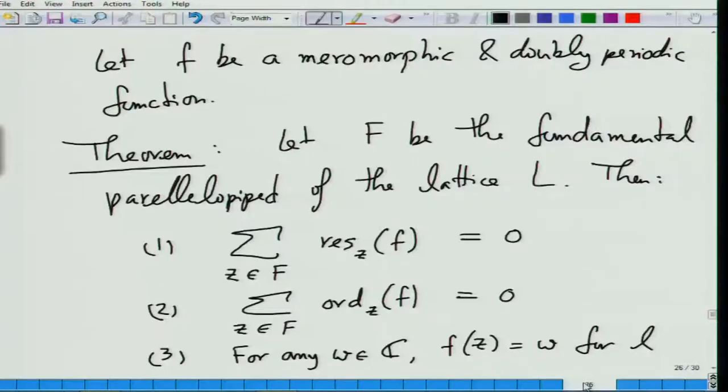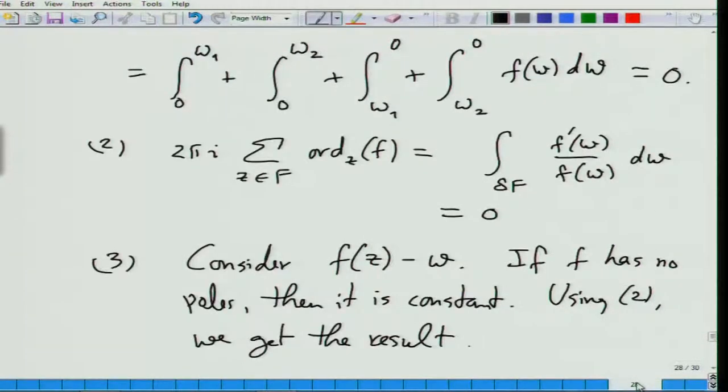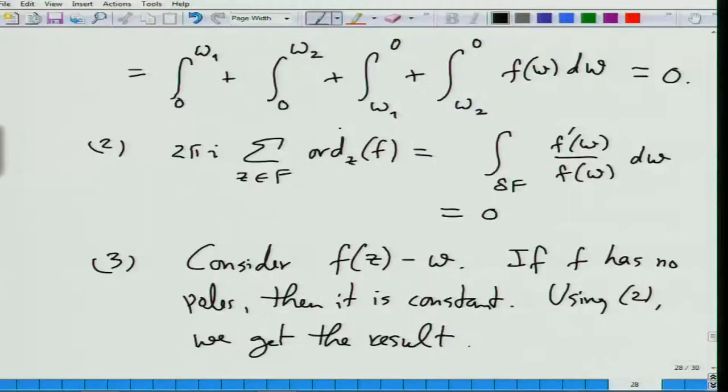Now f is of course meromorphic. So this is again an old theorem we proved, that a meromorphic function whose value is bounded over the entire complex plane is actually a constant function. So now coming back to this, 2 says the sum of the orders of F at all the points inside the fundamental parallelepiped is 0.